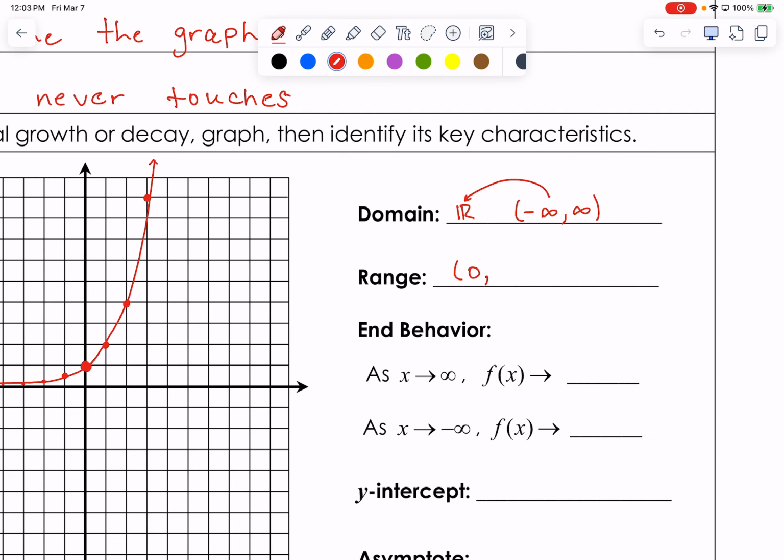Parentheses 0, comma, infinity. Why do we not put a bracket at 0? Because it does not hit 0 ever. Or you could put this. Some people are like, can I just put y is greater than 0? That works too. Do you have to put both? Pick which way you like better and do it.